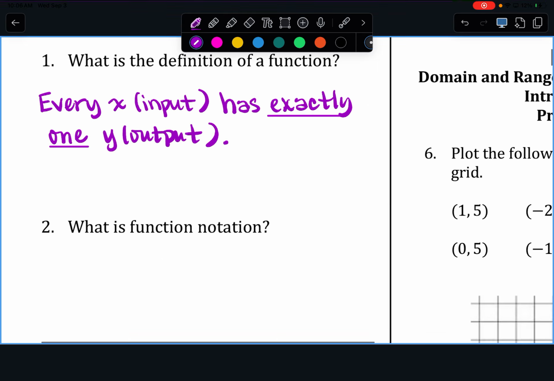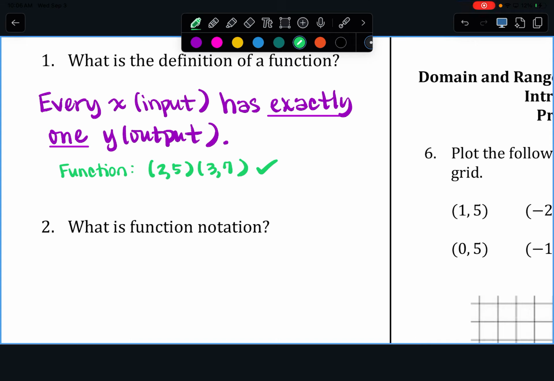So for example, I'm just going to do an example. An example of a function would be if I put in a 2 and I get out a 5, then I put in a 3 and I get out a 7, right? That's a function because I have two different x's giving me two different y's, right?